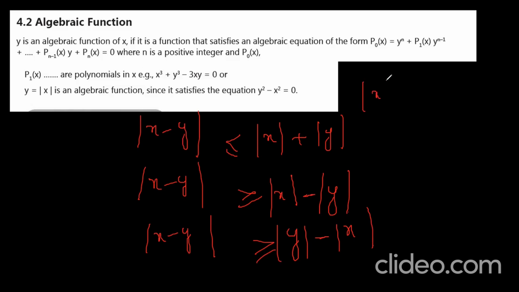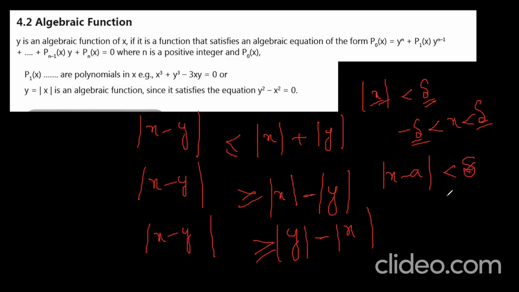If mod x is less than delta, what is the meaning? Minus delta less than x less than delta. So x lies between minus delta and plus delta. That is the meaning. Understand? Suppose I give mod x minus a less than delta. What is the meaning? a minus delta less than x less than a plus delta.